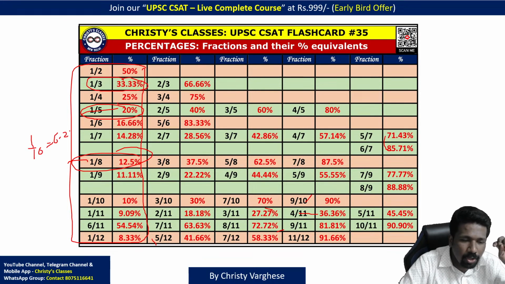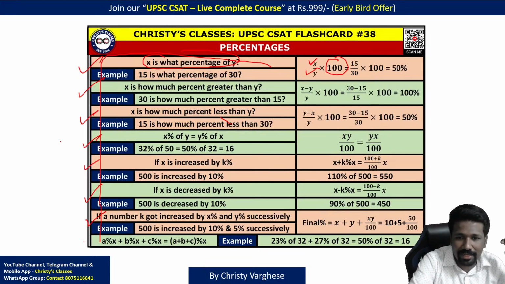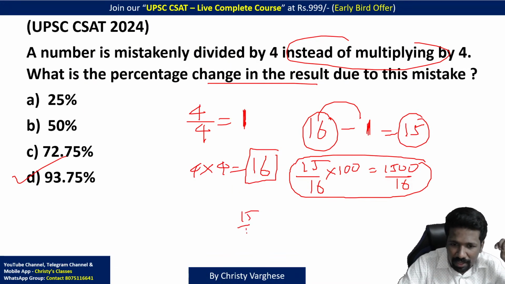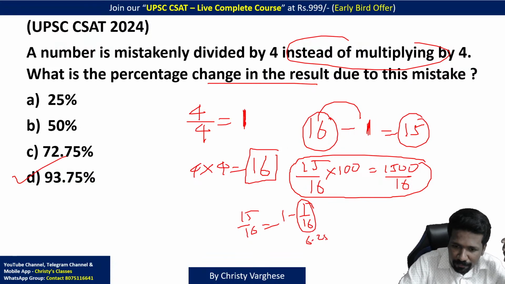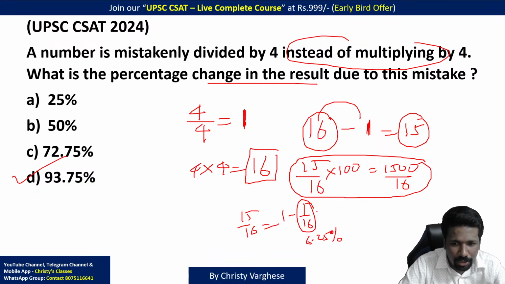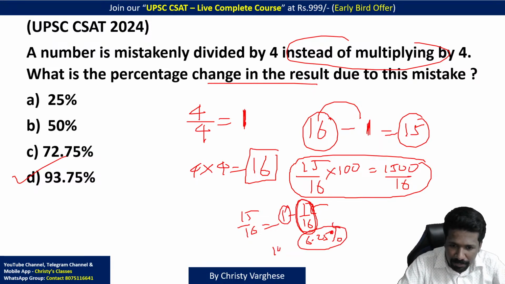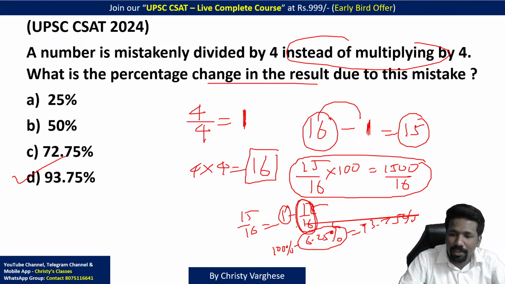1 by 16 is 6.25%. So 1 minus 1 by 16, where 1 means 100%, and 1 by 16 means 6.25%, you will get 93.75%. That is the answer here, because when you see 15 by 16, you can say it is 1 minus 1 by 16. 1 by 16 is 6.25% in percent. Again, I know many of you may be unclear. That is where you have to understand the connection between fraction and percentage. 1 is 100%, so 100% minus 6.25% is 93.75%. That way you can solve it faster.